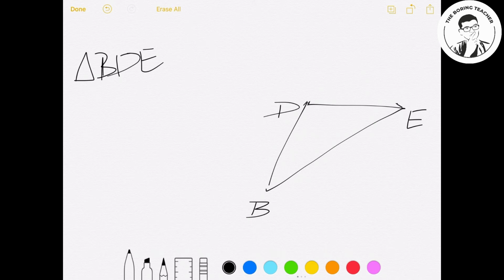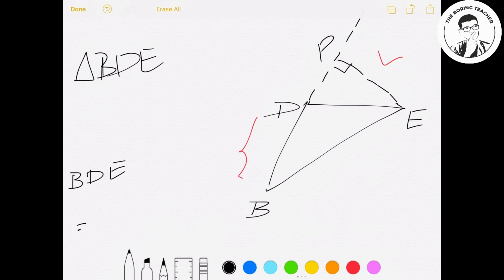So, if you just extend the side BD, you see that this is the height of the triangle that is in the exterior. The height is PE, and the base considered will be BD, because for finding the area of a triangle you take the base corresponding to the perpendicular height, the altitude. So for triangle BDE, the area will be half multiplied by the height, that is PE, multiplied by the base, that is BD.